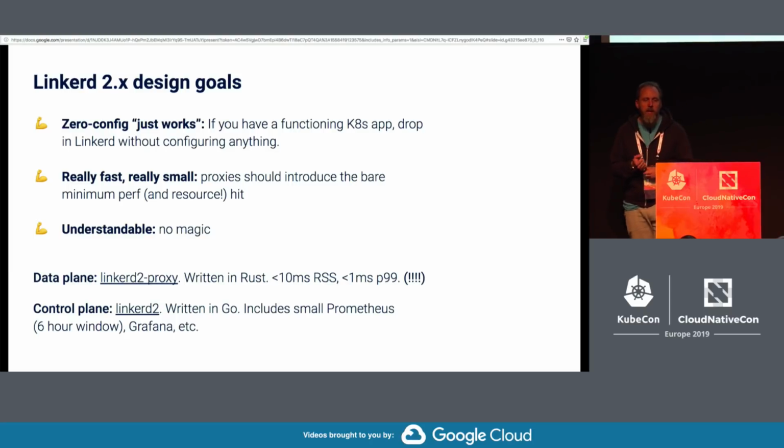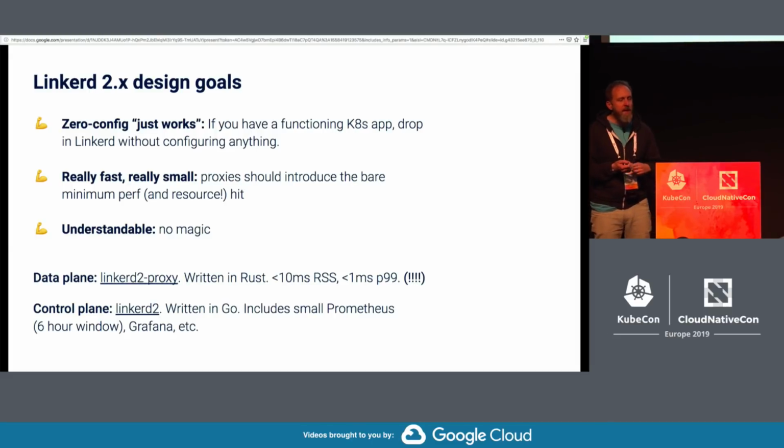Okay, so the design goals for 2.x are we wanted to make it so it just works. If you have a functioning Kubernetes application and you install Linkerd, the application should continue to function, right? Turns out that's actually hard to do. And you should get there without having to spend hours, weeks configuring things. And that was actually a problem with Linkerd 1.x. It was very rich, but you had to learn a lot of stuff. We wanted to make Linkerd 2 very, very fast and very, very small. Okay, right? You should introduce the bare minimum of cost if you're adopting the service mesh. And that's a theme throughout this.